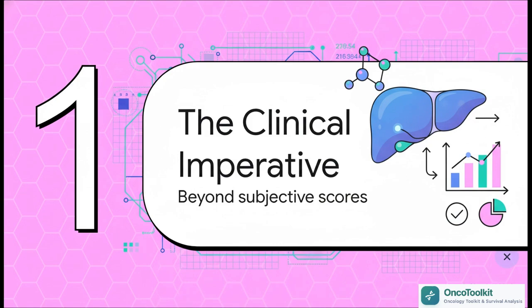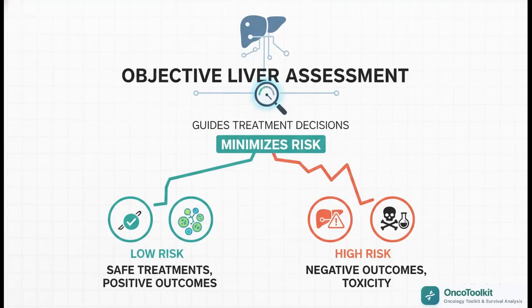Okay, so let's get into the why. Why is this assessment so critical? Well, it's all about moving past these old subjective measures to get a truly clear, objective picture of a patient's liver function. And here's the bottom line: we have to objectively quantify liver reserve. It drives every single major treatment decision we make.